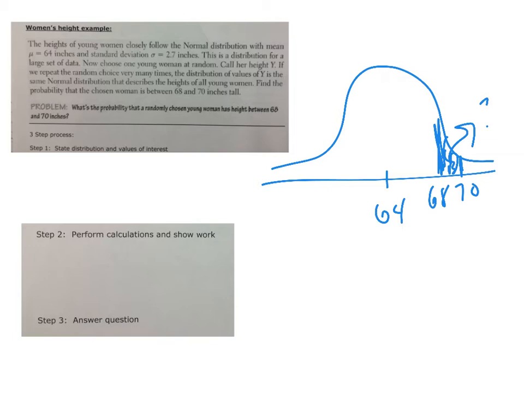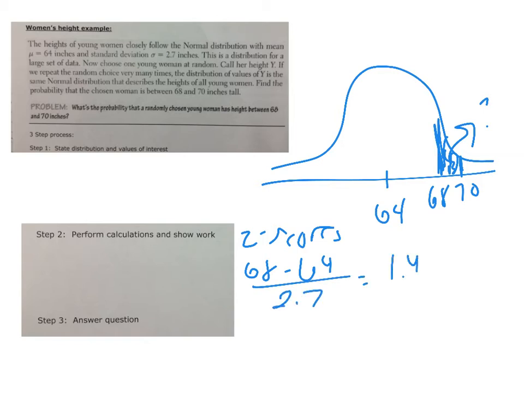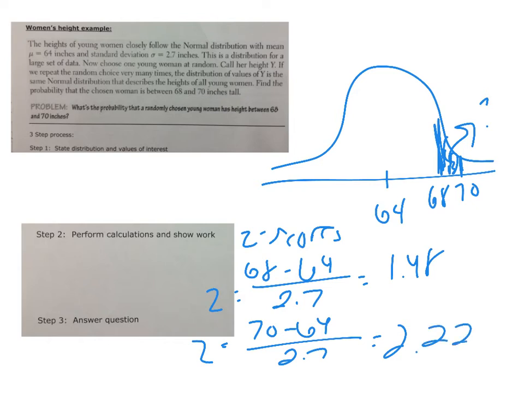So step 2 is performing my calculations and showing my work. I can do that with technology or without. Remember, I can do this with z-scores, and I can show my work with z-scores. So 68 minus 64 over 2.7, and I get a z-score of 1.48. And then my second z-score is 70 minus 64 over 2.7, which is 2.22. You need to let them know that these are our z-scores.